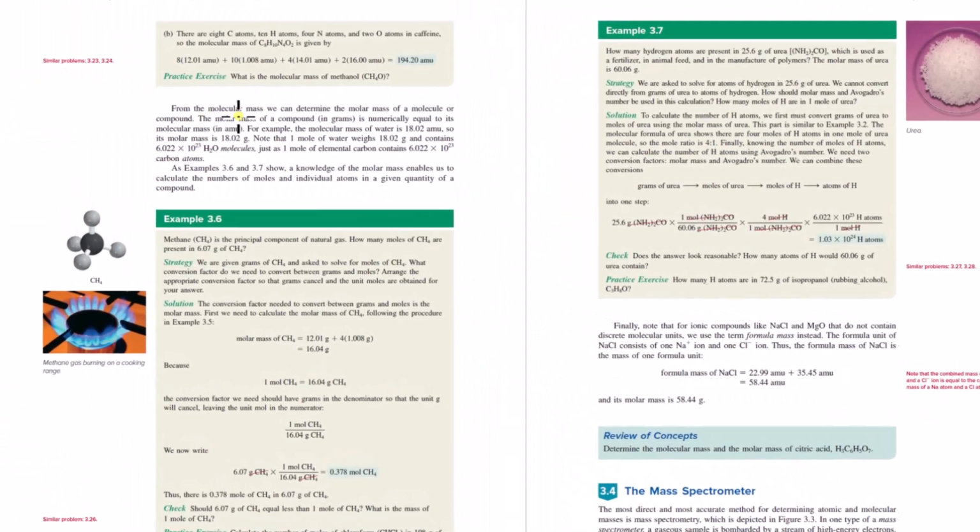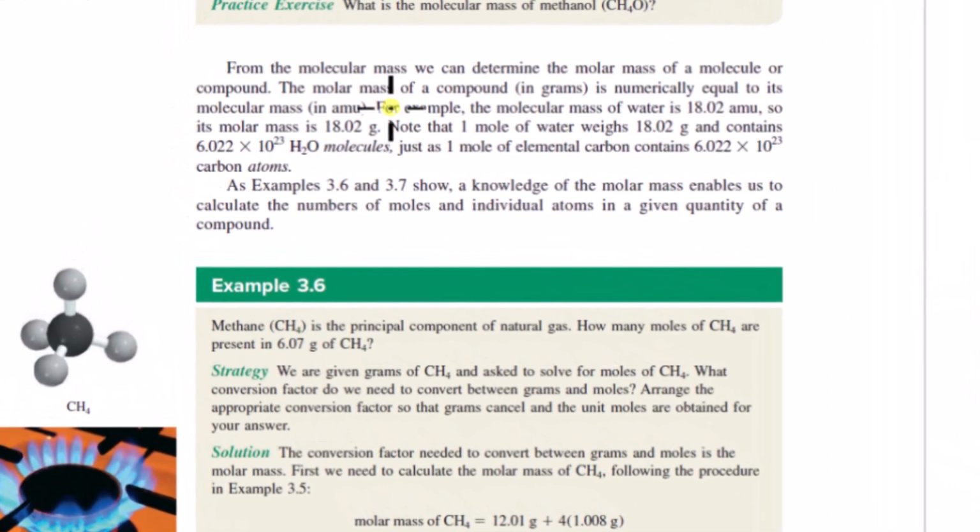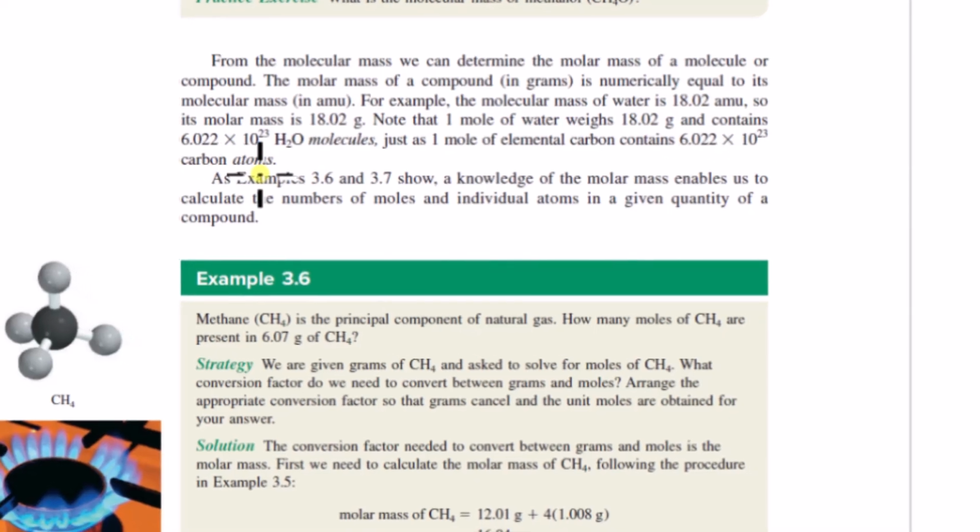So from the molecular mass, we can determine the molar mass of a molecule or compound. The molar mass of a compound in grams is numerically equal to its molecular mass in AMU. For example, the molecular mass of water is 18.02 AMU, so its molar mass is 18.02 grams. Note that 1 mole of water weighs 18.02 grams and contains Avogadro's number worth of water molecules, just as 1 mole of elemental carbon contains Avogadro's number worth of carbon atoms. Exactly.